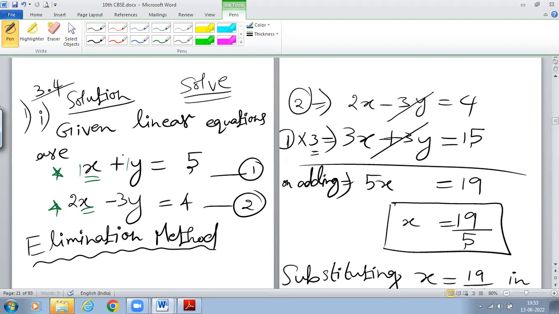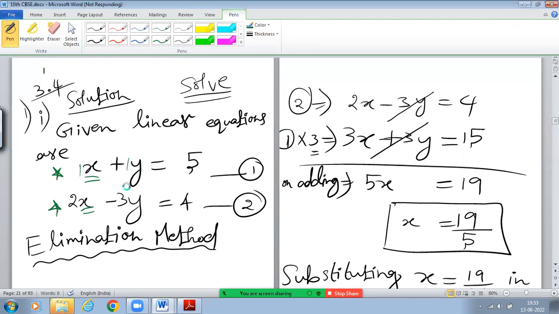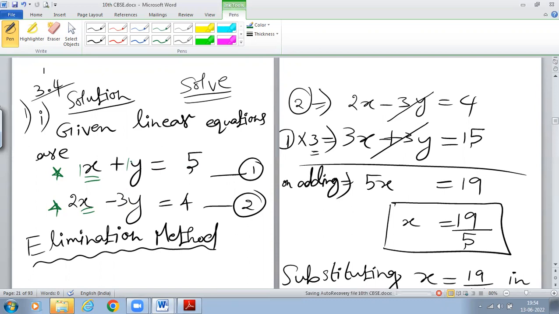So our aim is now to make the two equations have the same numerical coefficient for any one variable. I'm going to make the y variable have the same numerical coefficient. The second equation has 3 as its numerical coefficient, right? Therefore, if I multiply the whole equation 1 by 3, equation number 1 also will have 3y. Each and every term of equation number 1 has to be multiplied by 3. So 3 into x is 3x, plus 3 into y is 3y, is equal to 3 into 5, which is 15. Now we got this step.